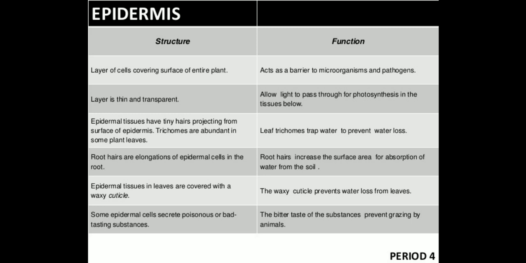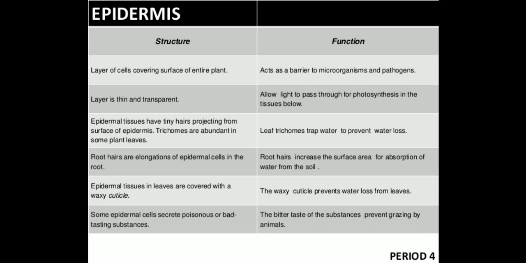Trichomes are abundant in some plant leaves. Root hairs are elongations of epidermal cells in the roots. Epidermal tissues in leaves are covered with a waxy cuticle. Some epidermal cells also secrete poisonous or bad tasting substances. So, along with this structural detail, we are going to learn the functions also.